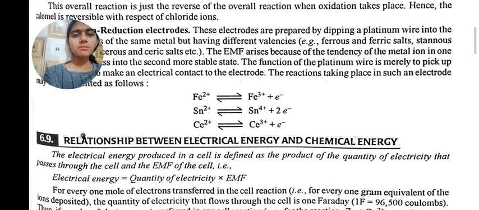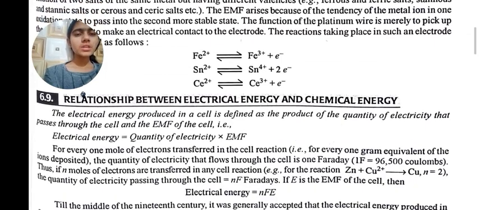Then after this we will discuss the relationship between electrical energy and chemical energy. The electrical energy produced in a cell is defined as the product of the quantity of electricity that passes through the cell and the EMF of the cell, that is, electrical energy is equal to quantity of electricity into EMF. For every 1 mole of electrons transferred in the cell reaction, that is, for every 1 gram equivalent of the ions deposited, the quantity of electricity that flows through the cell is 1 Faraday.